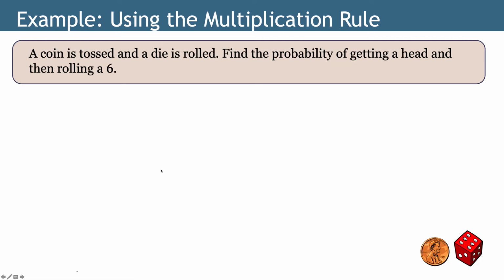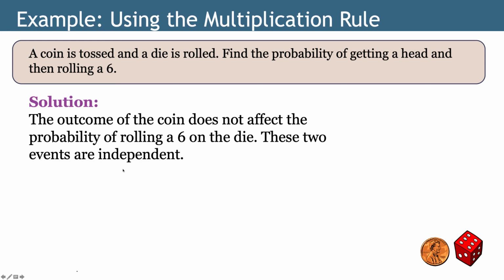Another example here where they're independent. I'm going to toss a coin and roll a die. What's the probability of getting a head and rolling a 6? Well, the coin has no effect on the die. So these two things are completely independent. And so just straight up multiply, you're good to go. So 1/2 times 1/6, 1/12, there you go.